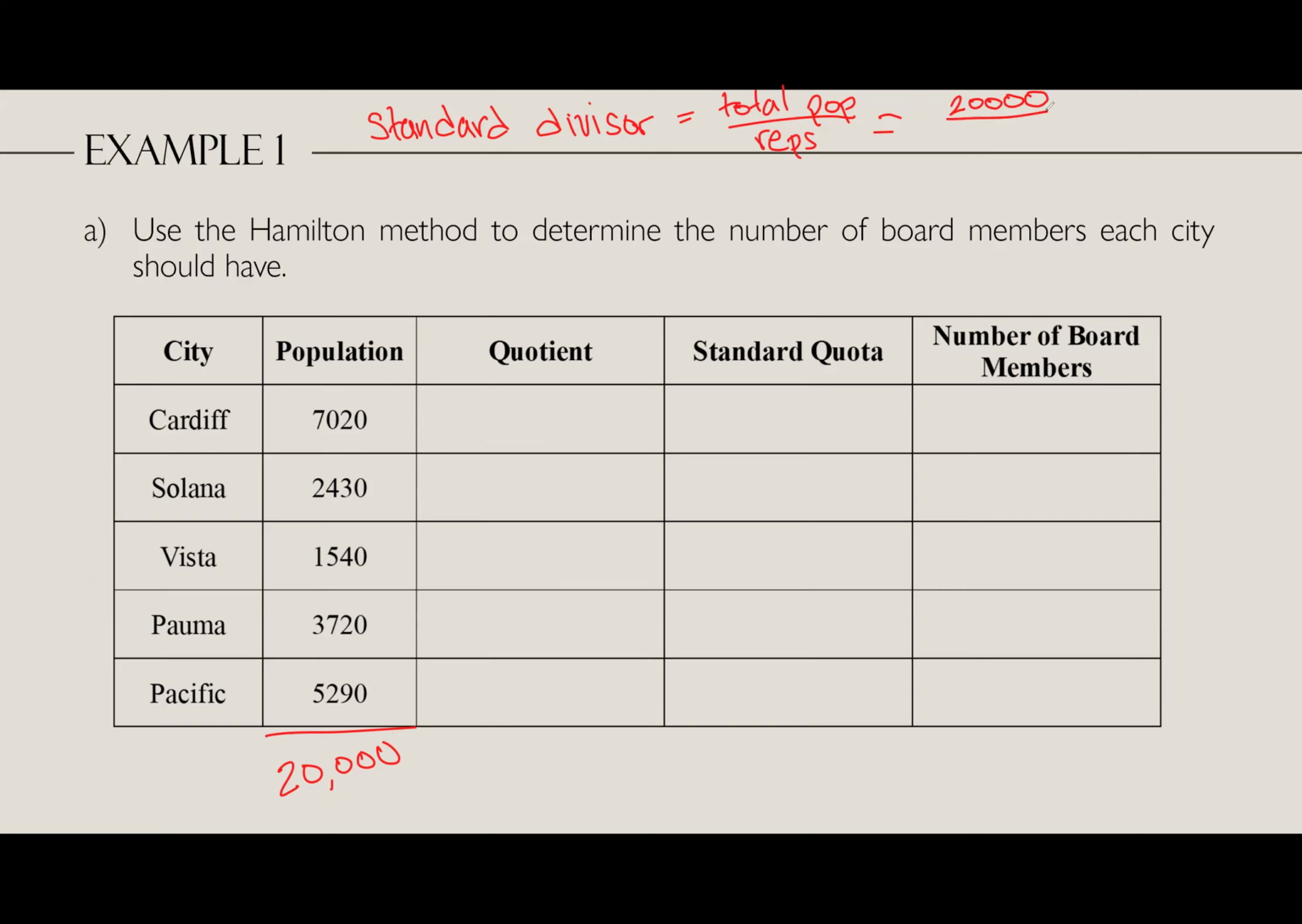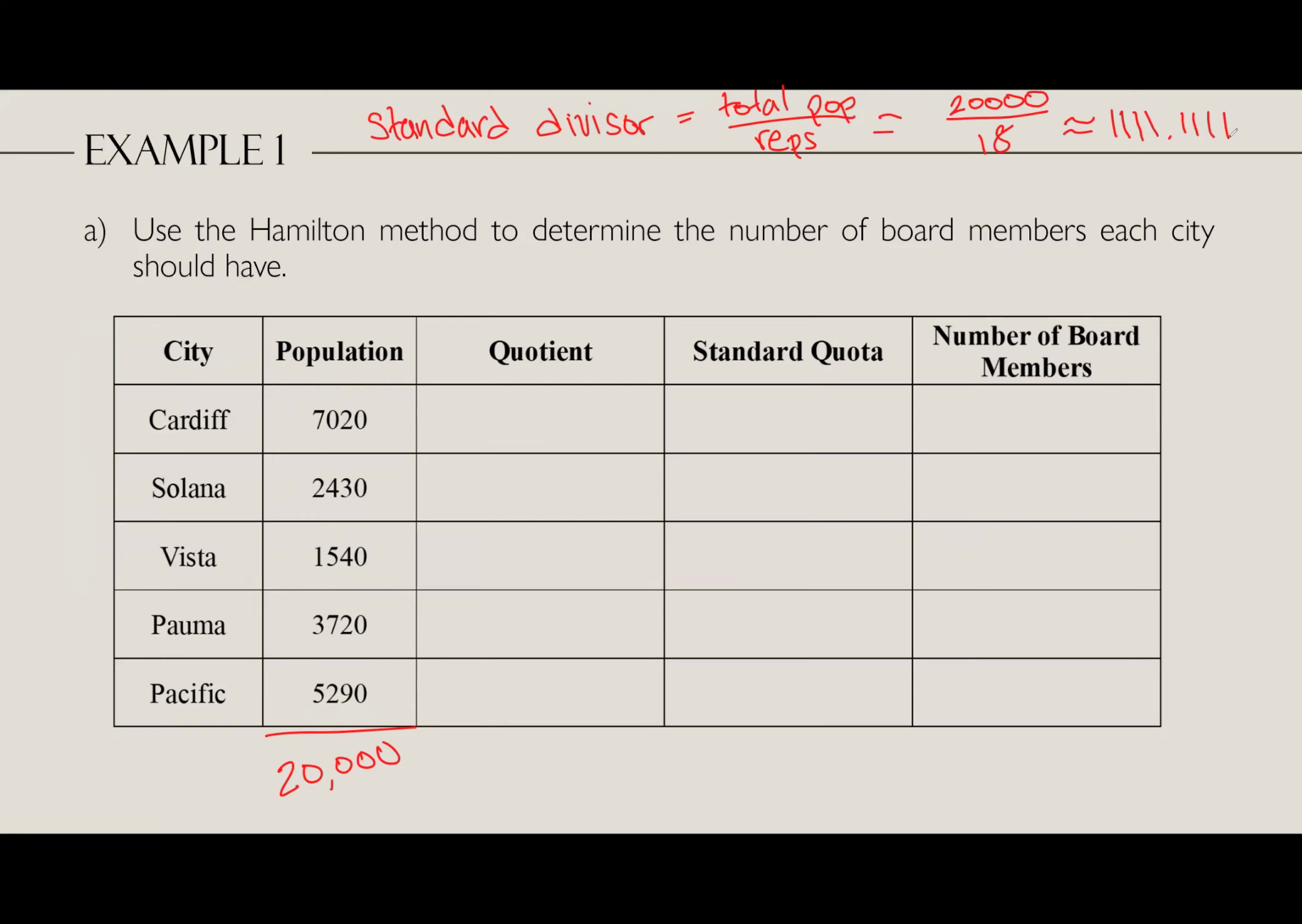And how many representatives did I want? Remember on that previous slide, I wanted 18 representatives. So I'm doing 20,000 divided by 18. So what does that get me? Well, that's going to get me about 1,111.111 repeating. So I'm going to use 4 decimals. So remember, this standard divisor tells me that each representative should be representing roughly 1,111 people.